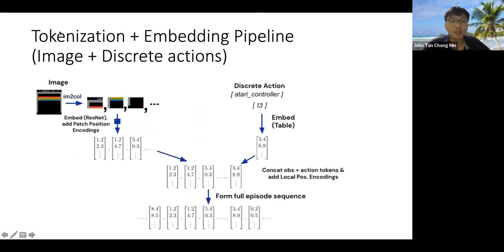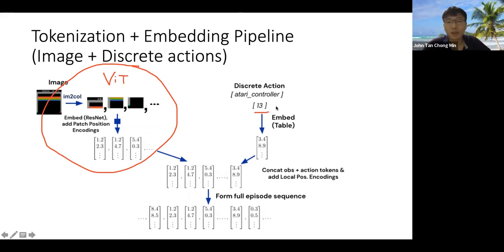Then we also have this for image plus discrete actions. If we were to do the images, it's basically the same embedding that we saw earlier. This is the ViT embedding. Other than that, we also discretize our action, and then we have an embed table. This is basically the embedding layer in TensorFlow, so this maps an index into a dictionary.